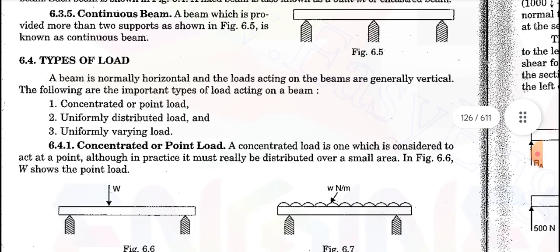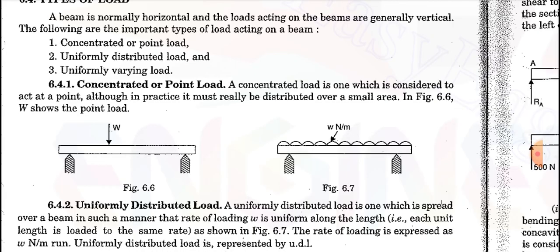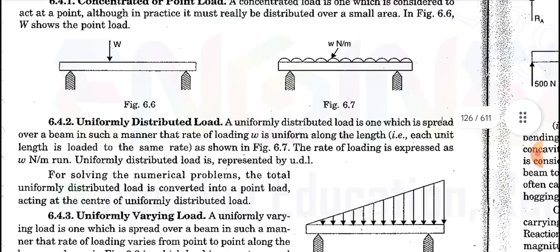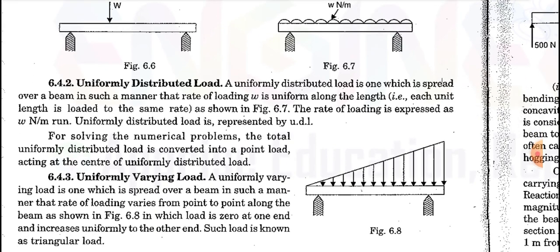The loads acting on the beam are the concentrated or point load, uniformly distributed load, and uniformly varying load. The point load or concentrated load is a load acting at a particular point. It is shown in figure 6.6. Figure 6.7 shows the load uniformly distributed over the length of the beam, that is the uniformly distributed load.